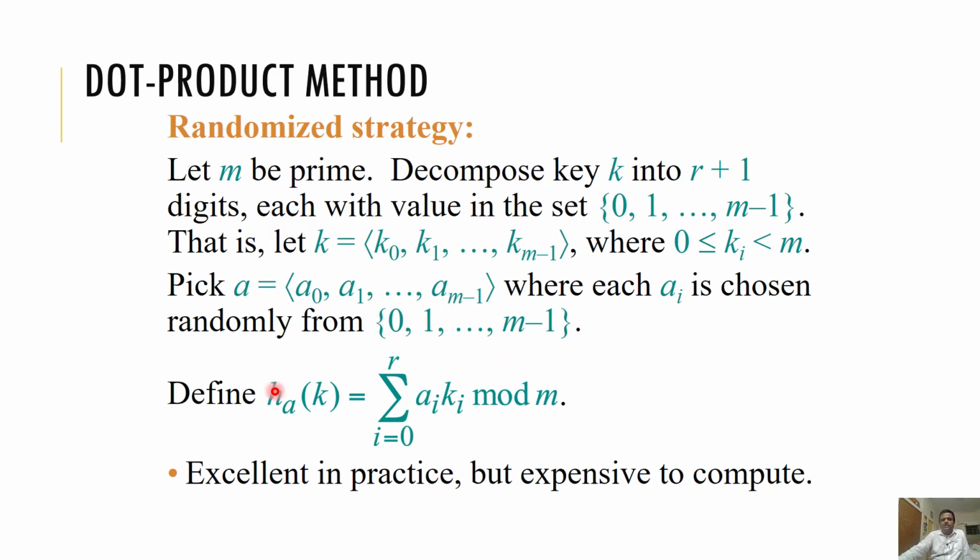Then we take a dot product on this to get the hash function of k, and it is also a function of a. So if we choose another a, it will give us another hash function. We will discuss this in more detail when we talk about a collection of hash functions, which is called a universal hash function. That will be coming soon.